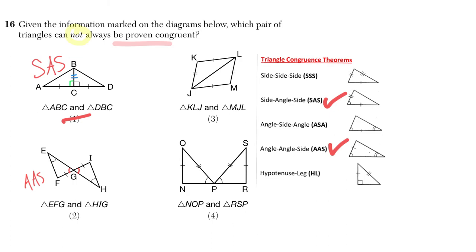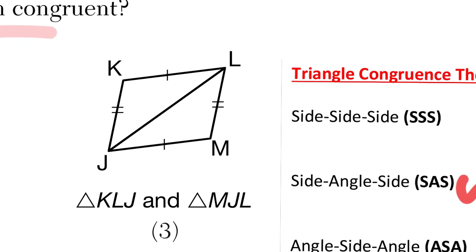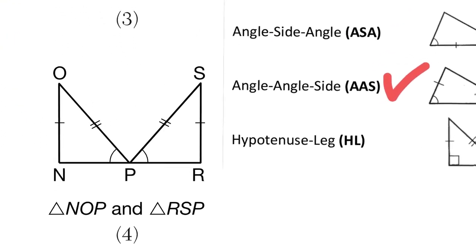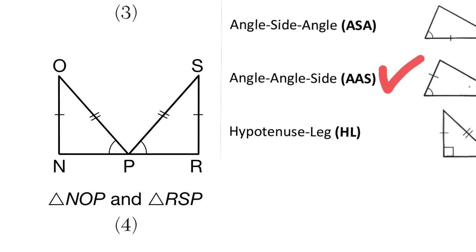Let's take a look at option 3, and we're going to mark up this diagram. I can see that we've got another shared side. And so this one, of course, I can see right here is side, side, side, meaning that option 4 is the only one left by a process of elimination. It's got to be the one that does not prove two triangles congruent.